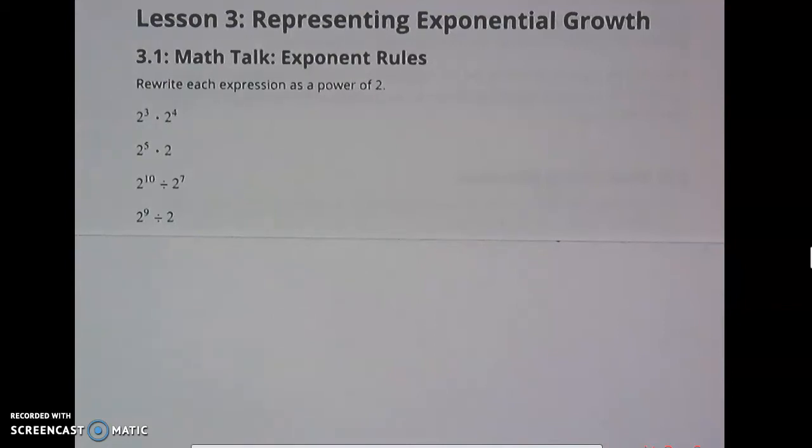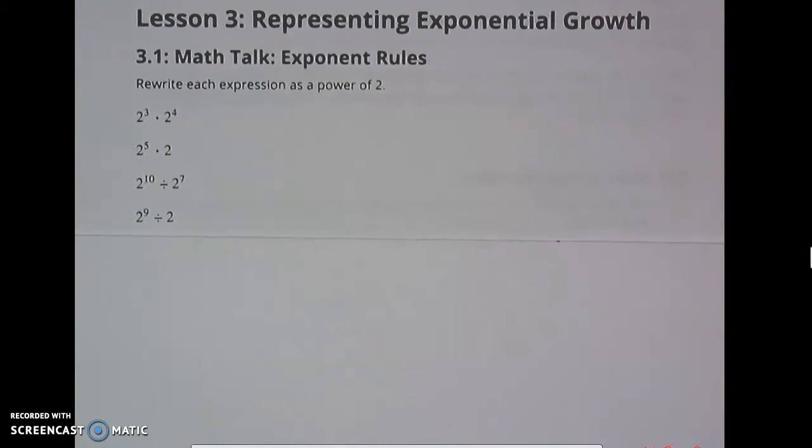Today we're going to be talking about representing exponential growth. So the first thing we're going to do is have a little math talk here about exponent rules. We're going to make sure to rewrite each expression as a power of 2. So what does that mean? A power of 2 means that we're going to have 2 to some power being our answer.